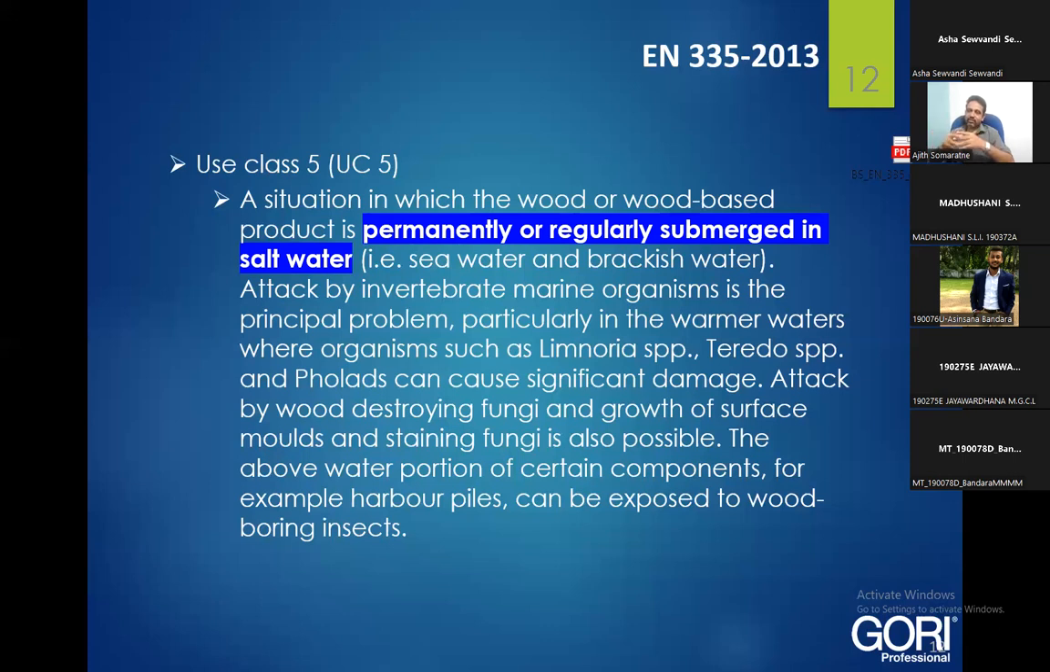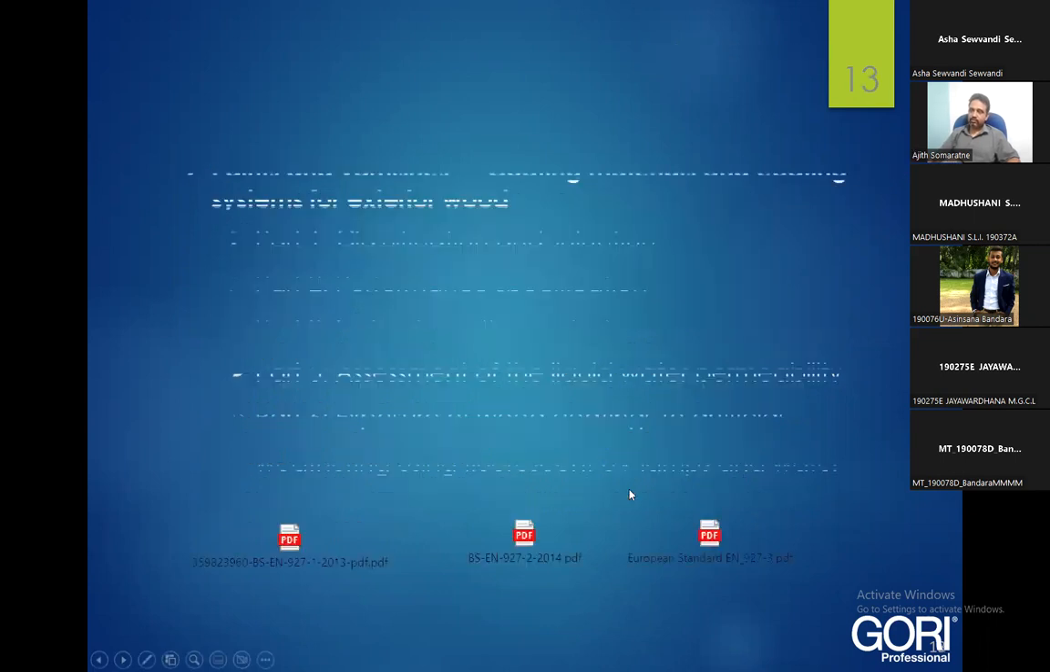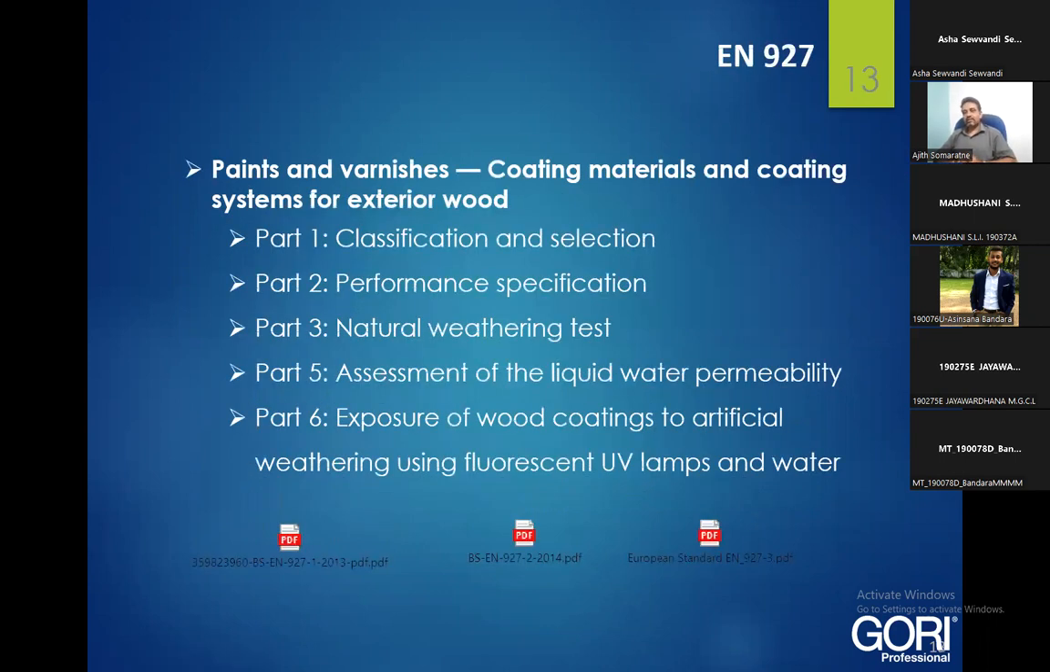If you are preparing an engineering specification, we can specify these things. But when you are just purchasing, you can ask the supplier which use class the product you are purchasing is categorized under. Because if you tell us the use class in which you are using this product, we can give you the correct product. Any supplier, any manufacturer will specify their products according to these use classes. So we'll move on. This is about EN335.